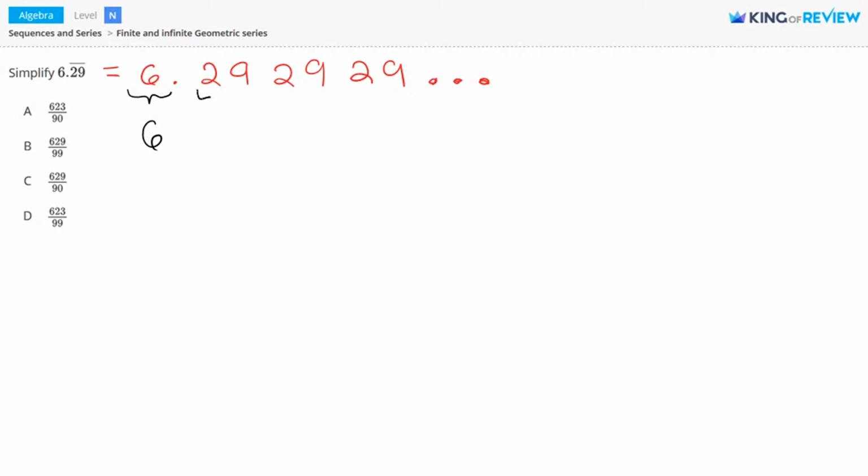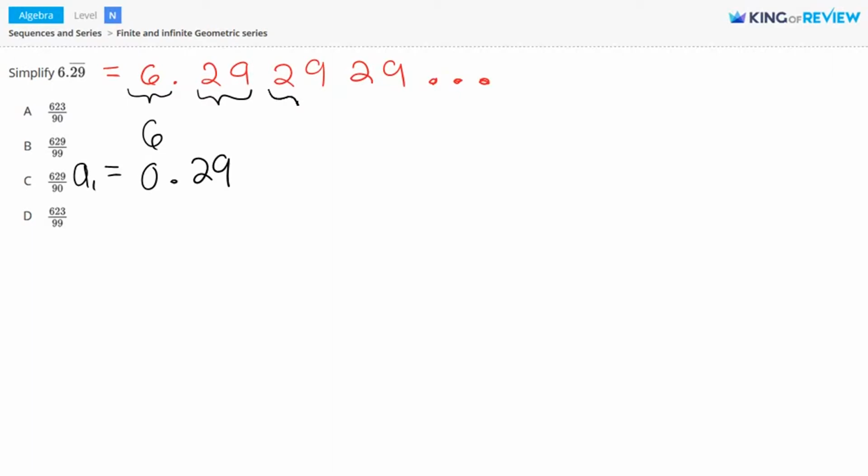Now, we're dealing with the repeating portion of this repeating decimal. So 0.29 is the first repeating part of this repeating decimal. So we're going to call this portion A1, or the first term. And how do we represent this first repeating portion of this decimal, the 0.29? This is written as 0.29.